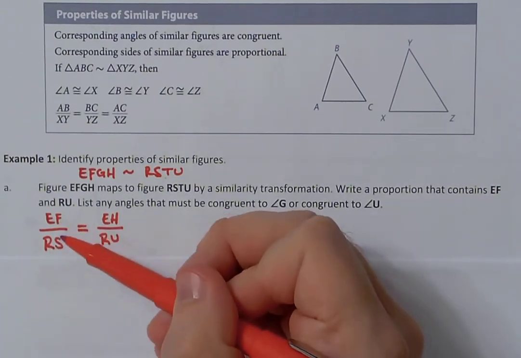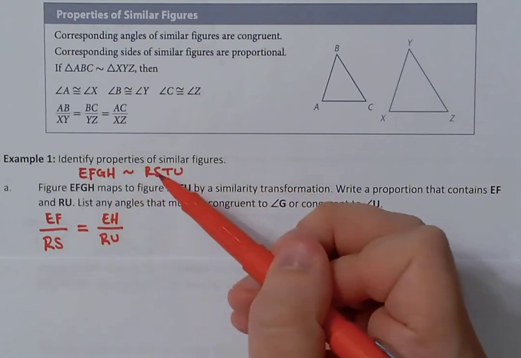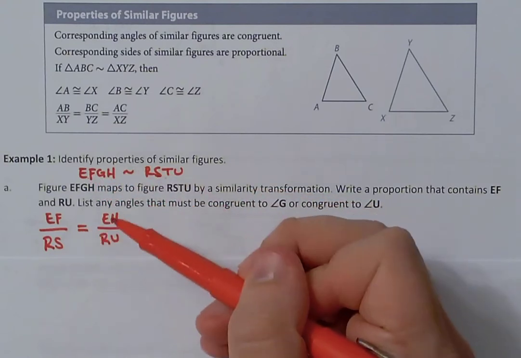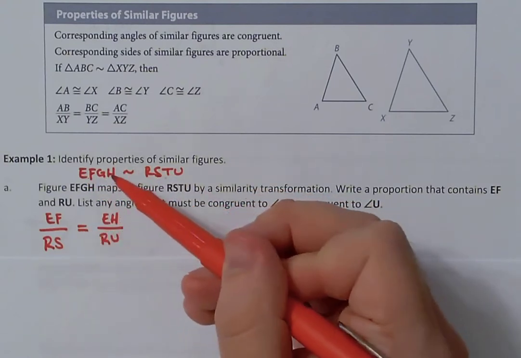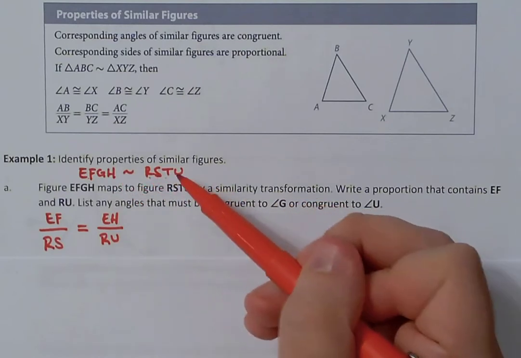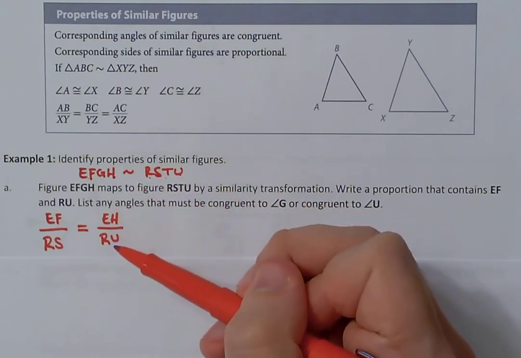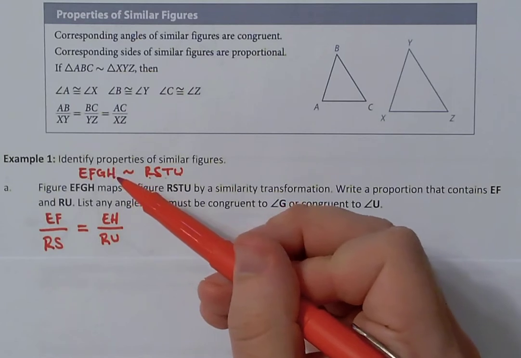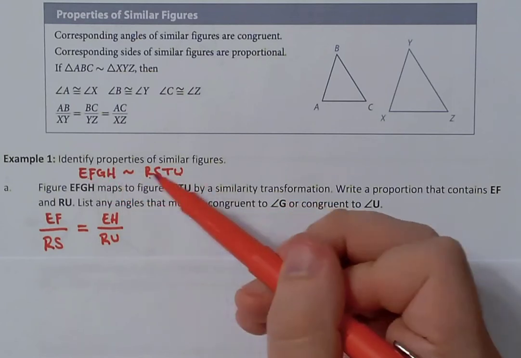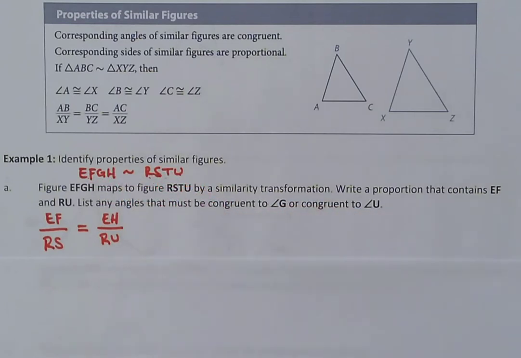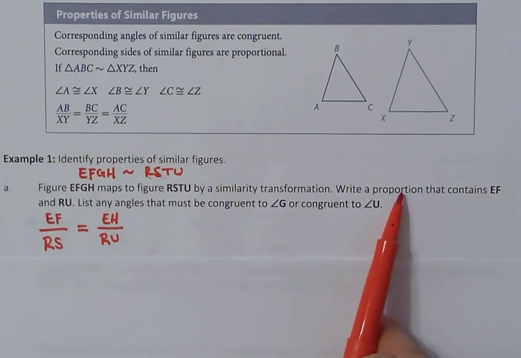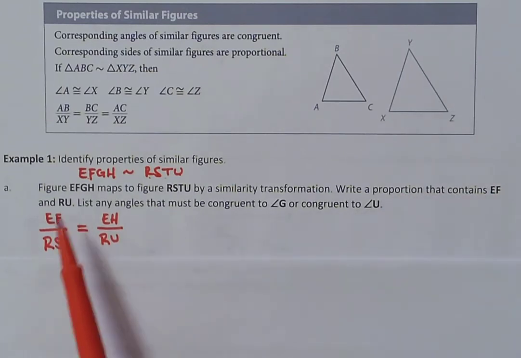So EF and RS, first two letters, equals EH, first and last, over RU. So EH, first and last, and then RU is first and last. So I now have a proportion that contains EF and RU. And that's the answer to that part.